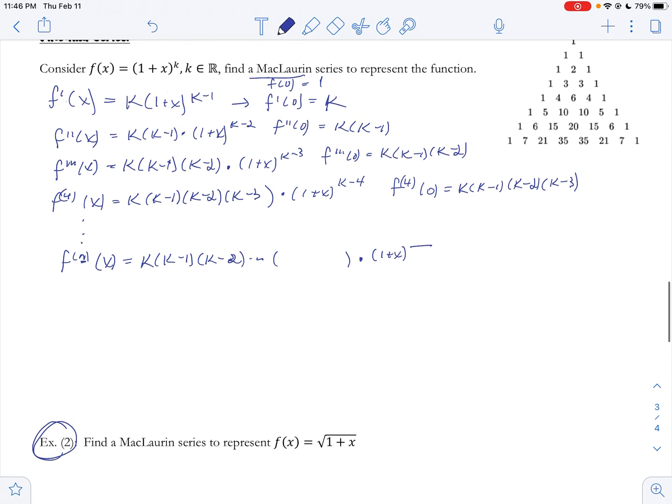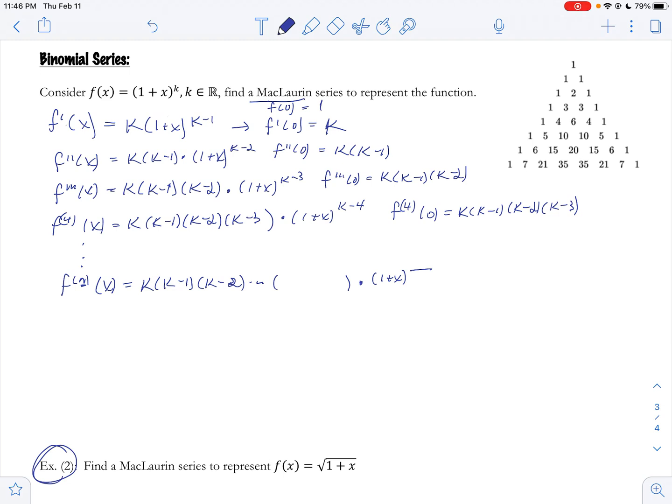So looking at the patterns, all right, so we have the first derivative. And if we're just looking at the exponent, we have k minus 1. We have the second derivative. Looking at the exponent, we have k minus 2. The third derivative, looking at the exponent, we have k minus 3. The fourth derivative, looking at the exponent, we have k minus 4. So it seems like it's always k minus whatever the n value is. So this can be k minus n.